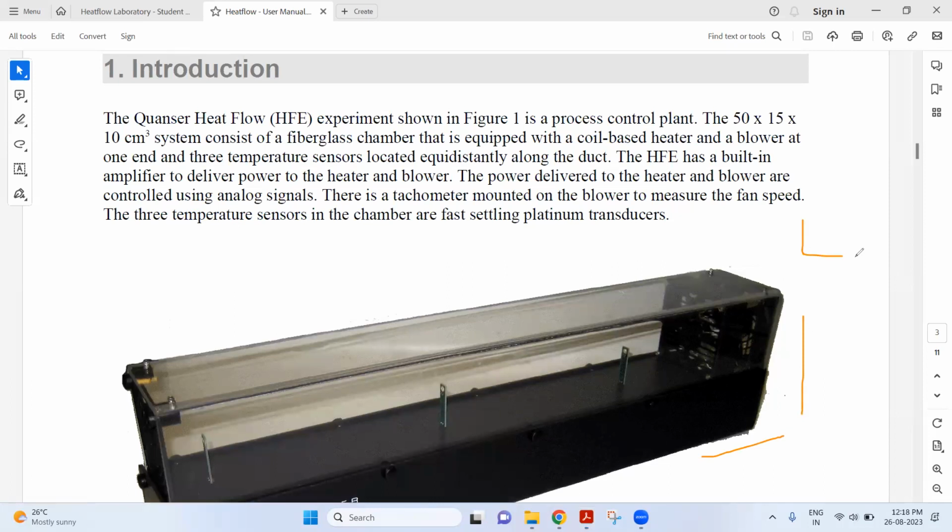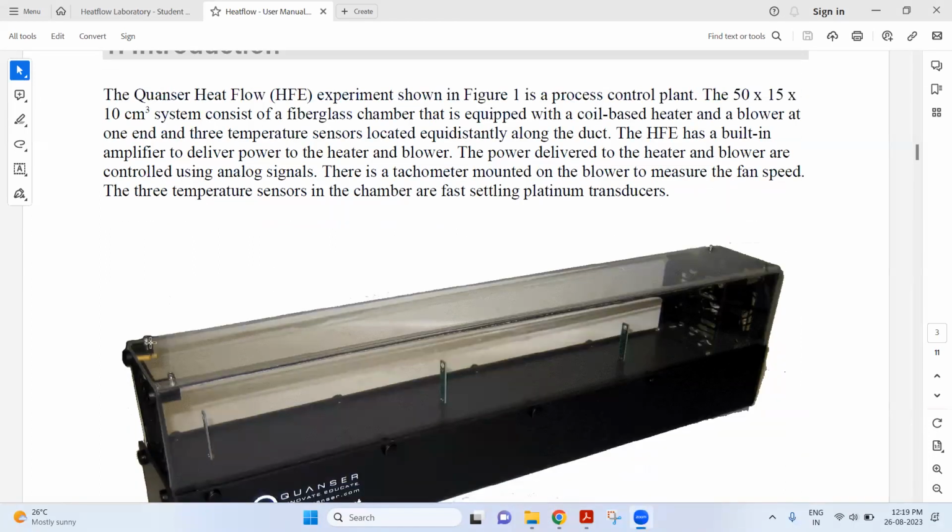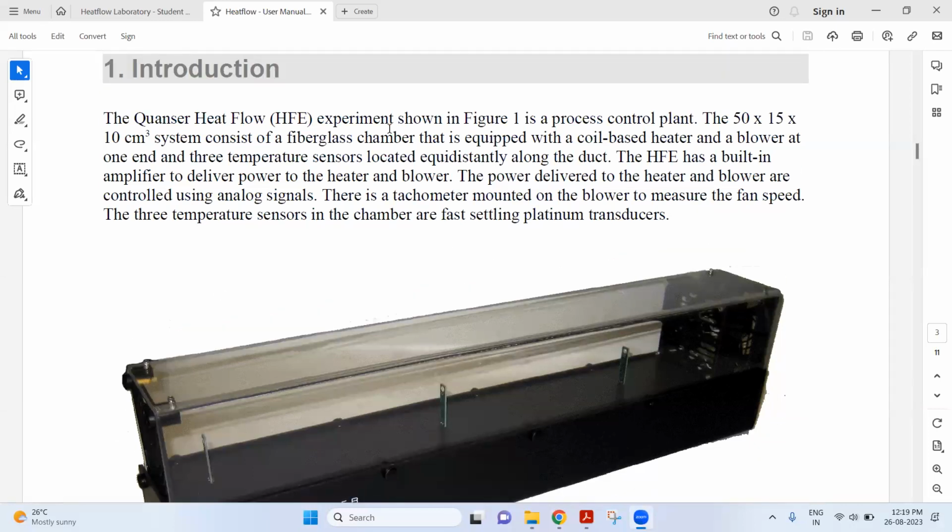So actually, if this is a box, they're talking about a 3D thing: height, length, and thickness. Now this one. What they're telling is that it is made up of fiberglass. This full component is made up of fiberglass. You can see the glass here. And inside this, there is a heater and a blower. There are two things inside this: one is the heater and one is the blower. So what is a heater? What is a blower? I'll let you know.